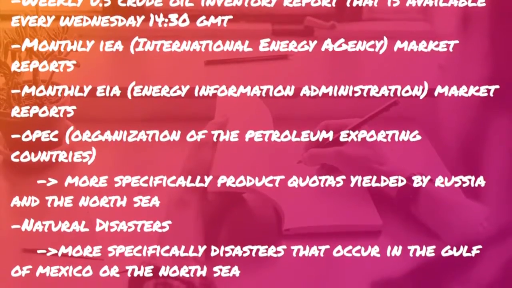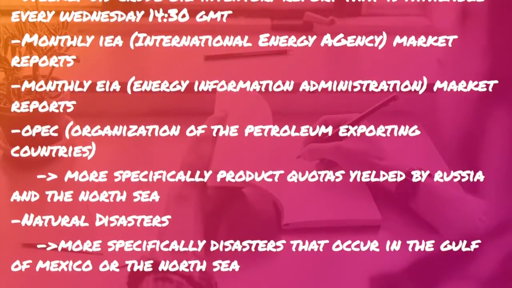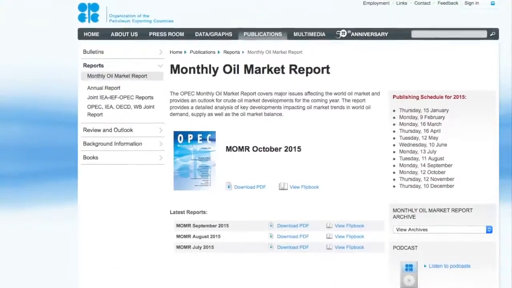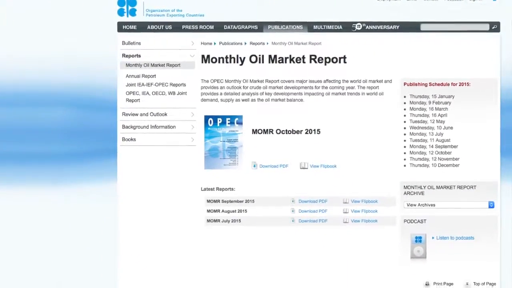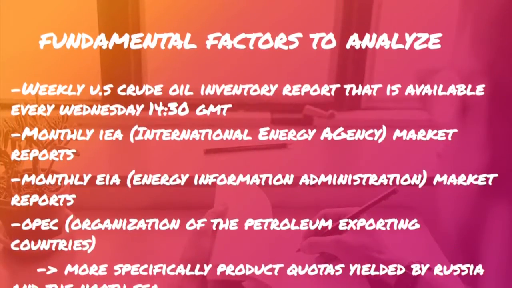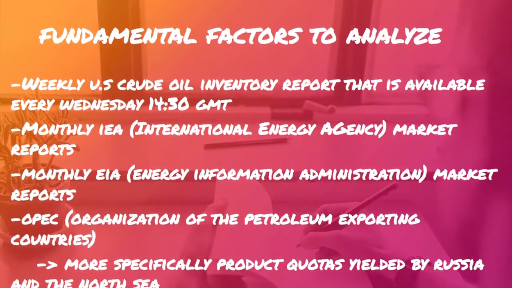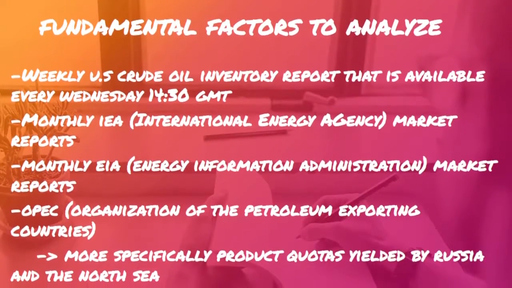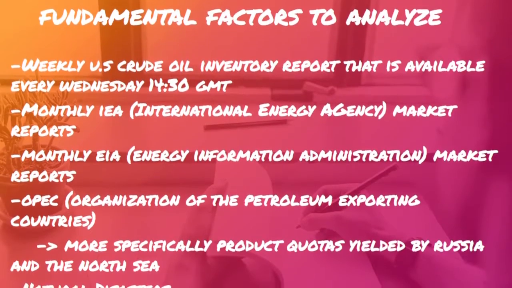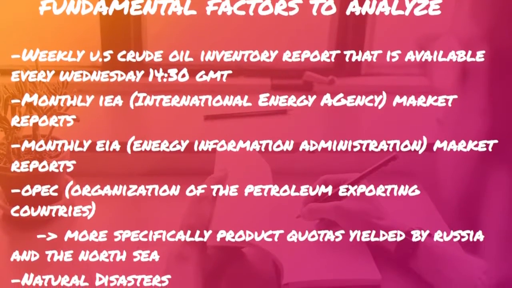Another report that you can keep an eye open for would be the OPEC, which stands for the Organization of the Petroleum Exporting Countries, which is basically countries that export petroleum. The information that you'll want to keep an eye out for regarding the OPEC would be the production quotas of Russia and the North Sea.